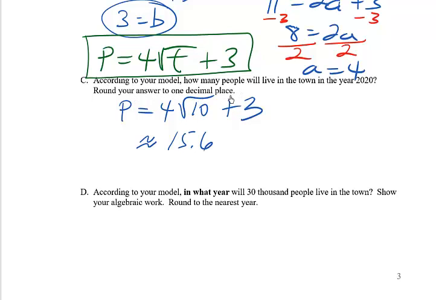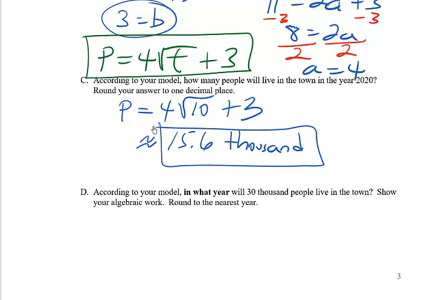Let's make sure we're answering the question. How many people are going to live there? Well, we're certainly not saying 15.6 people. We're saying 15.6 thousand people. Remember, P was in thousands. All right, so there's our estimate for the population in 2020.